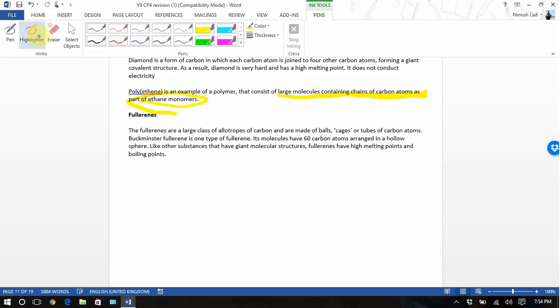So, fullerenes. Fullerenes are a large class of allotropes of carbon, so all these are allotropes of carbon, and they are made of balls or cages or tubes of carbon atoms. So Buckminster fullerene is one type of fullerene. It has 60 carbon atoms arranged in a hollow sphere, like other substances that are giant molecular structures that have high melting points and high boiling points. And that is the end of your chemistry video for CP4 in year 9 about the new GCSE in science.